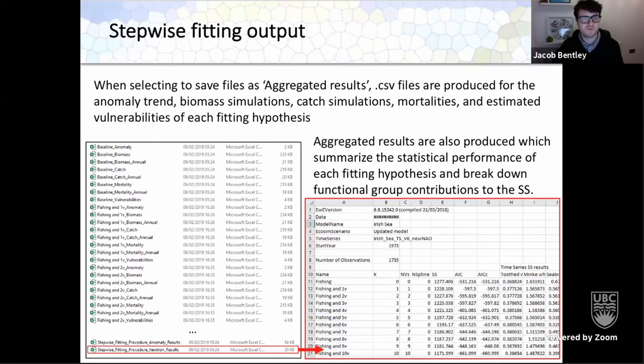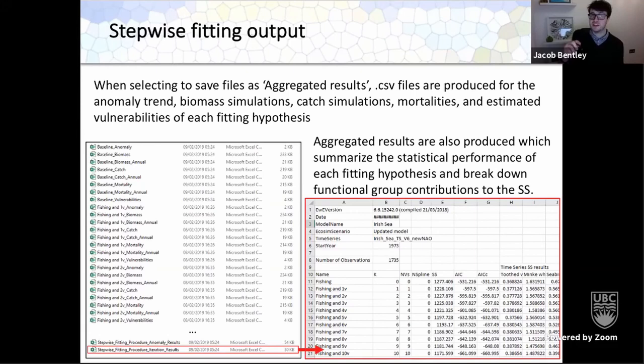So here, this is what your output will look like on the left. When you click run, it will start saving everything in a folder of your choice, and you'll get these CSVs, which show you the anomalies that have been predicted, the biomass trends that are coming out from these different model fits. But really usefully at the bottom, there's this stepwise fitting iteration results file, which comes out as the one on the right, where it has all of your iterations on the left, and then the statistical fitting columns. And then it tells you the contribution of each functional group towards the overall fitting.